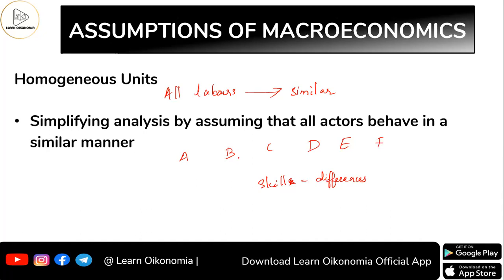Again, we are trying to simplify the analysis by assuming that all the actors would be behaving in the same fashion. So if you look at some classical theories, the theories put forward by the classical economists, they also treat labor as homogeneous units. All laborers are the same. They are not heterogeneous. This is what is assumed. But again, this is only for the sake of simplicity. When it comes to reality, this is not what is actually happening. In reality, everyone is not equal.